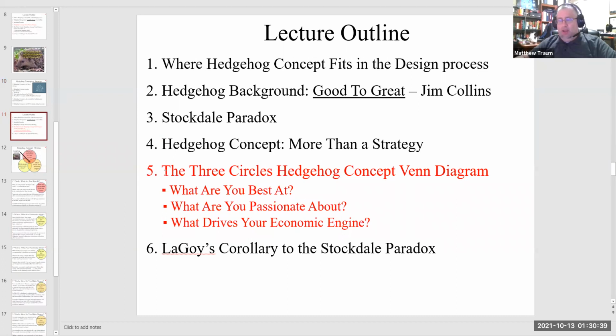So I'm going to pause here and give you a little bit of a break. When we come back from the break, we'll talk about the three circles of the hedgehog concept Venn diagram. And then we will ultimately wrap up with Benny Ligoy's corollary to the Stockdale Paradox, which of course is relevant to you as 4501 students. So go take a break, grab a snack. After you've had a little bit of relaxation, come back and we will finish the lecture. Okay, talk to you soon.